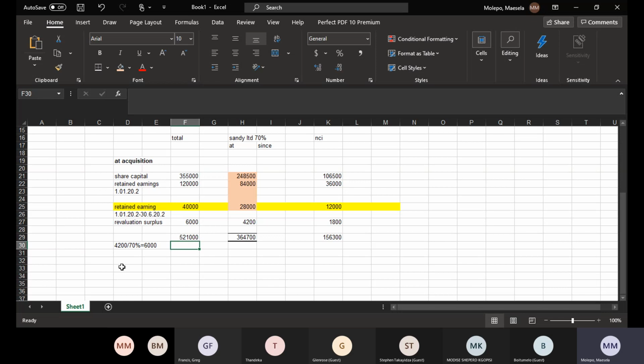Then we have our current, because since our purchase is equal, we don't have any goodwill, because the consideration given, we gave the consideration of 364. The consideration given is 364. And then our goodwill will be zero.